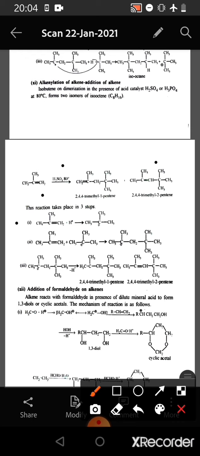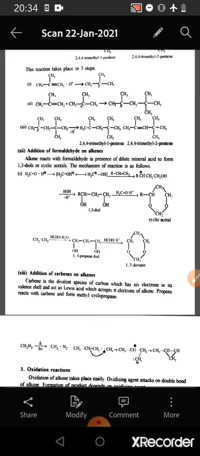In the first step, the isobutylene adds on proton and forms tert-butyl carbonium ion. Then this tert-butyl carbonium ion reacts with a molecule of isobutylene and forms an adduct carbonium ion. Now this adduct carbonium ion loses a proton and forms 2,4,4-trimethyl-1-pentene along with 2,4,4-trimethyl-2-pentene. The next reaction is addition of formaldehyde on alkenes.